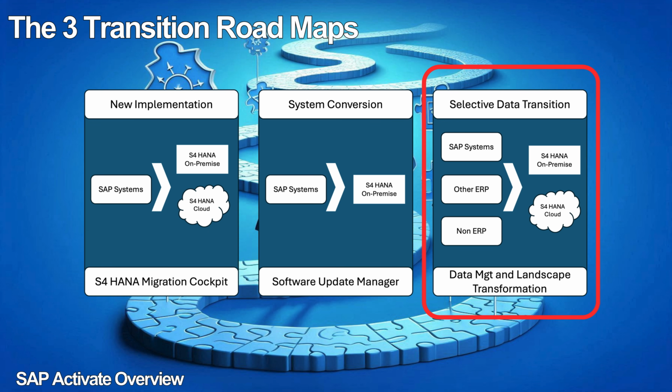Thirdly, selective data transition, which represents the most complex scenario, is when a client wants to consolidate their existing ERP systems, including functionality transformation, consolidation of global business units, or simply retiring an outdated ERP system into a new SAP S/4HANA instance. This transition approach balances the need for innovations and the historical data migration.